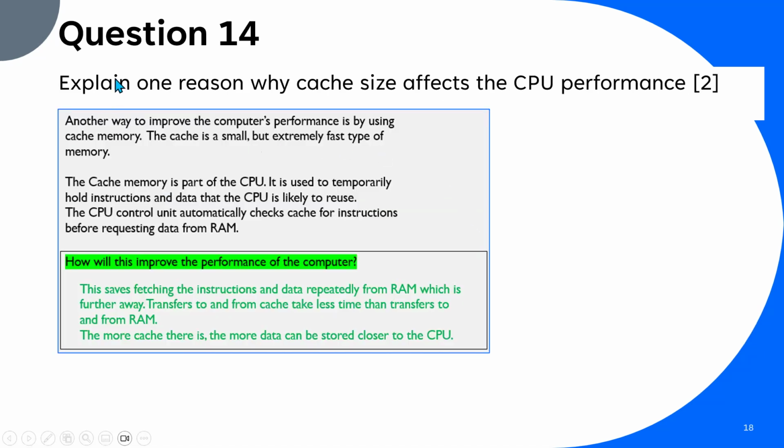This one, again, is about the 3 Cs. It says why cache size can affect the CPU performance. So, cache memory is a small but extremely fast type of memory. It is closer to the CPU, right? So it can request data from the cache before the RAM, which makes it a little bit quicker because it saves fetching the instructions and data repeatedly from RAM, which is further away, and transfers take less time from the cache than they do from the RAM.